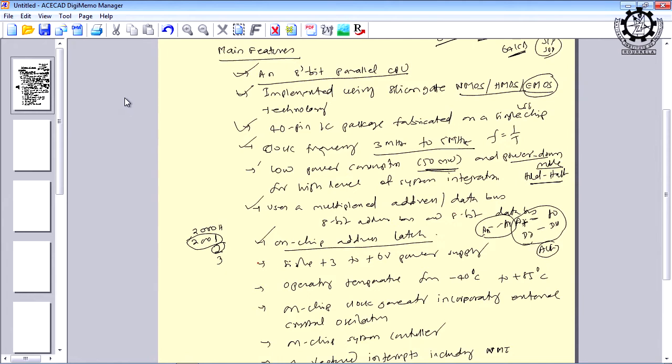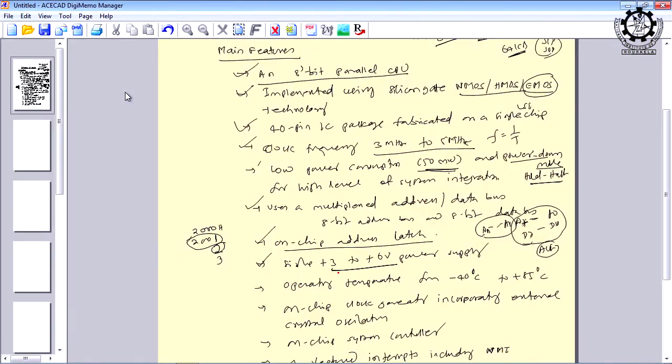Then it supports a power supply of plus 3 volt to plus 6 volt, and on average most of the time we use the plus 5 volt. Theoretically you can use plus 5 volt, otherwise it supports different power supplies from plus 3 volt to plus 6 volt. Then its operating temperature ranges from minus 40 degrees to plus 85 degrees.